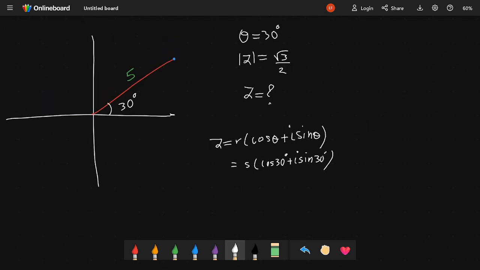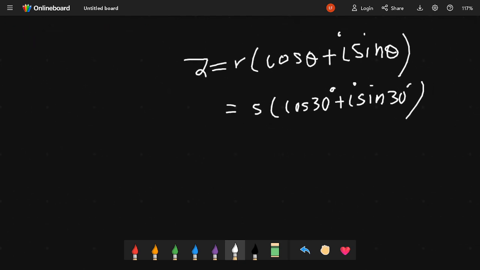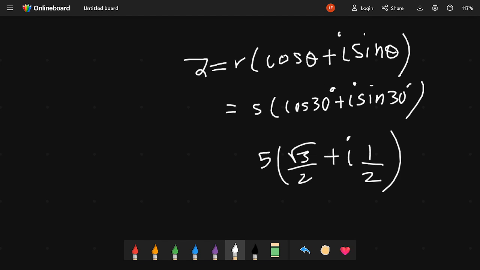If they give you polar coordinates, or they give you the angle and the modulus, and they ask you to find the original complex number, you could just leave it here, but I'm going to simplify this and turn it into a plus bi form. So this would be 5 times cosine of 30, which is the square root of 3 over 2, plus I times sine of 30, which is 1 over 2.